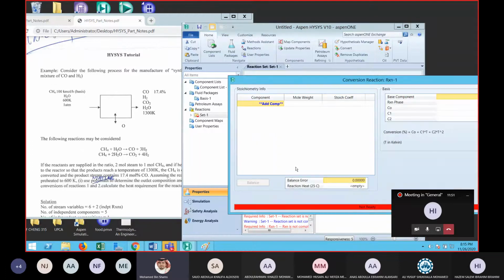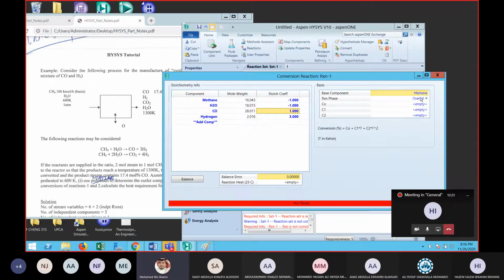Double click on this and I will add the first reaction, which has methane and water, carbon monoxide and hydrogen. And the stoichiometric coefficients are -1, -1, 1, 3. Okay. There's something wrong. Yeah, that's -1. This one should be 0. Okay. As I told you, I gave you the conversion factor, sorry, the conversion of methane, and it is 87.